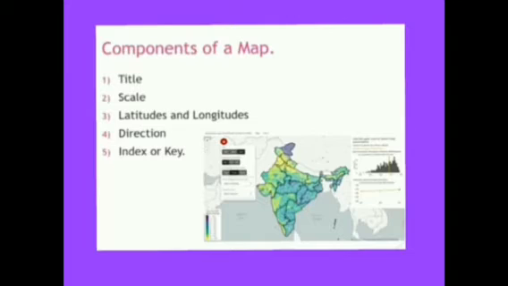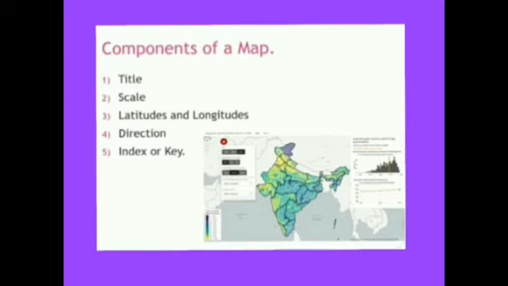Index or key. A symbol used to represent any feature is called index. The index is an important component and represents all the features shown on a map. Various colors and symbols are used in the index. Example, blue color for water bodies, green for lowlands, etc.